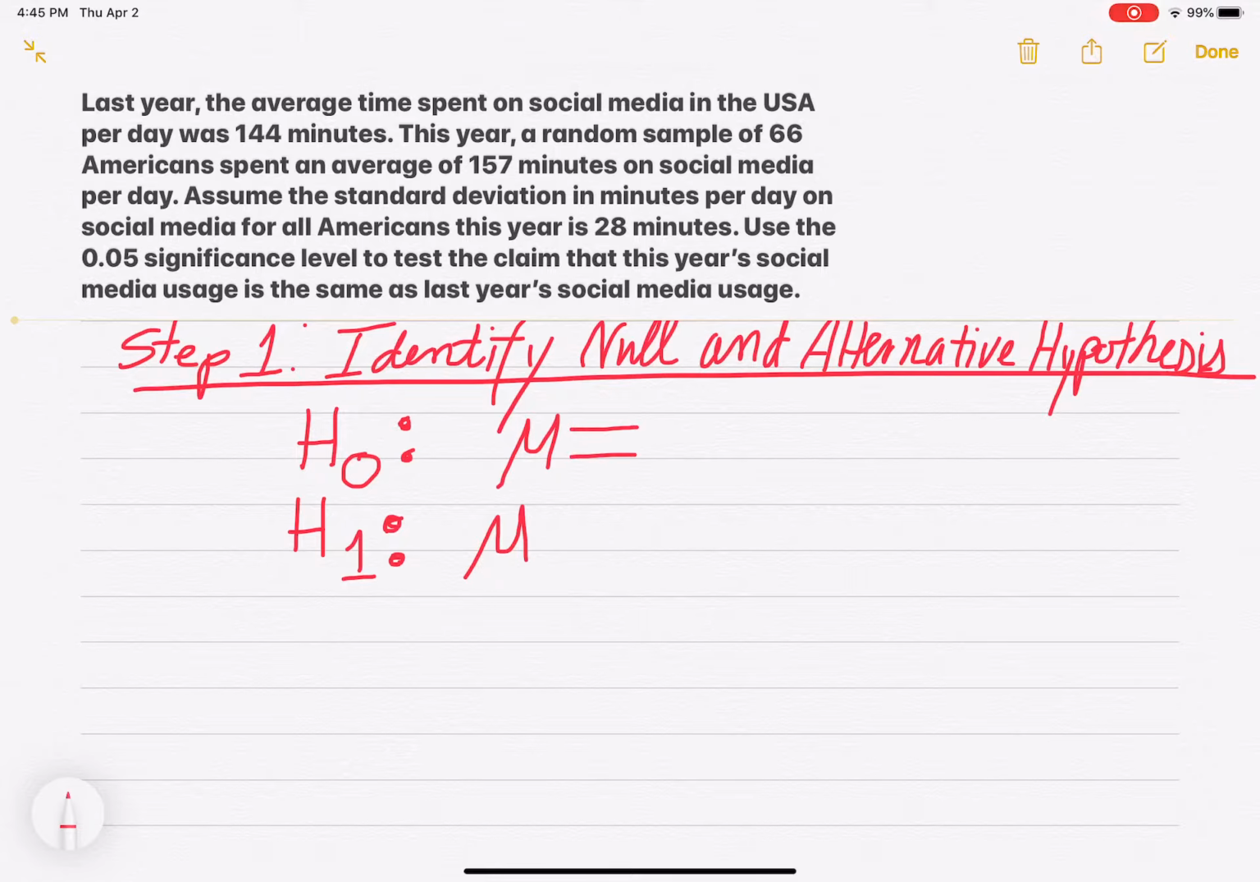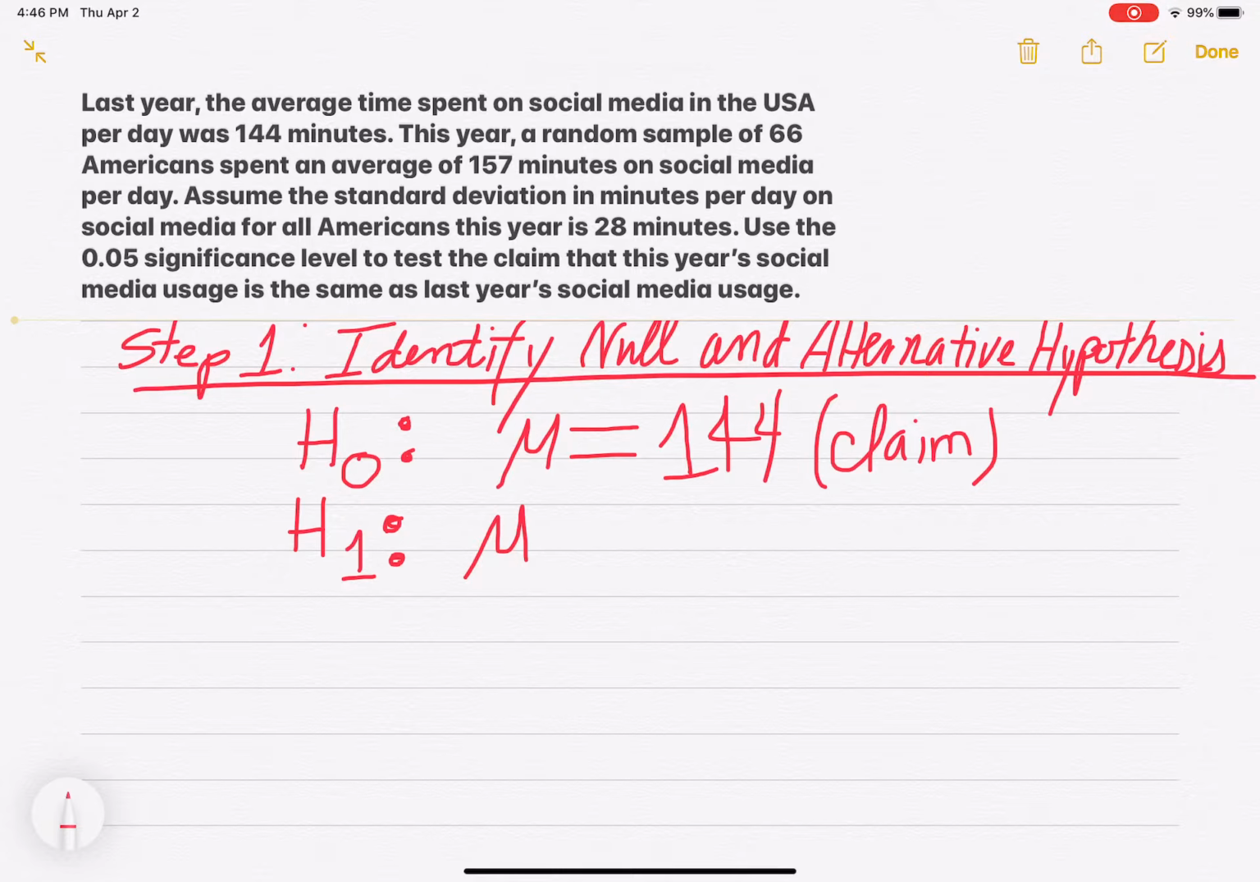So what are we comparing this to? Well, let's read. What are we supposed to test? We're supposed to test the claim that this year's social media usage is the same as last year's. If you read the very first sentence, last year it was 144 minutes. So the mean is equal to 144 minutes. We're testing the claim that it's the same as 144, so that's the claim right here we're trying to test.